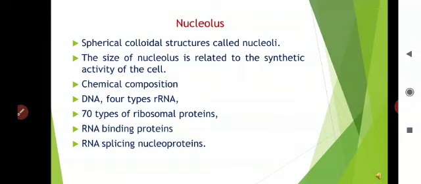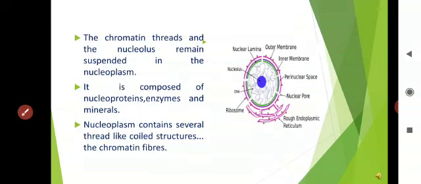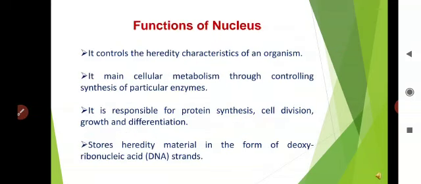This is the structure of the nucleolus. It is a spherical colloidal structure. The size of the nucleolus is related to the synthetic activity of the cell. The chemical composition includes DNA, 4 types of RNA, 70S ribosomal proteins, RNA binding proteins as well as RNA splicing nucleoproteins. In the previous diagram you can observe the structure of the nucleolus. This blue spotted area is known as the nucleolus, which is present in the nucleoplasm. So, all this is about the structure of the nucleus.